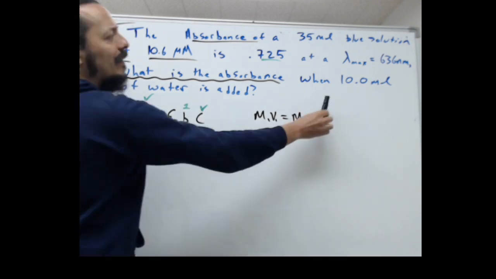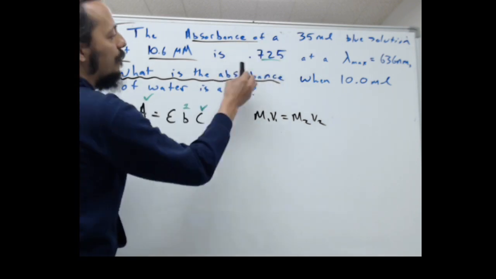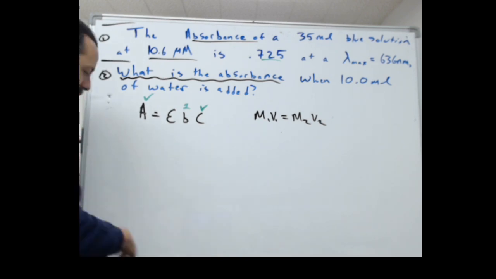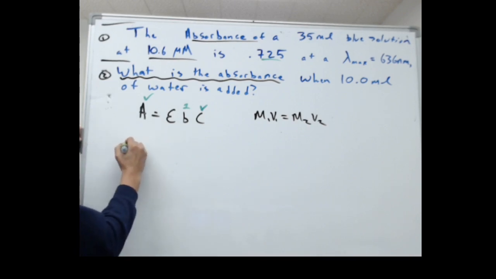So I can already look at this and say, I'm increasing the total volume by about a third, by about 30%. So I should see this go down by about a third. I'm going to guess my answer is going to be somewhere around 0.5. Let's do the math and see what the actual answer is. I'm going to start with doing part 1, calculating out what the molar absorptivity for this blue material is.